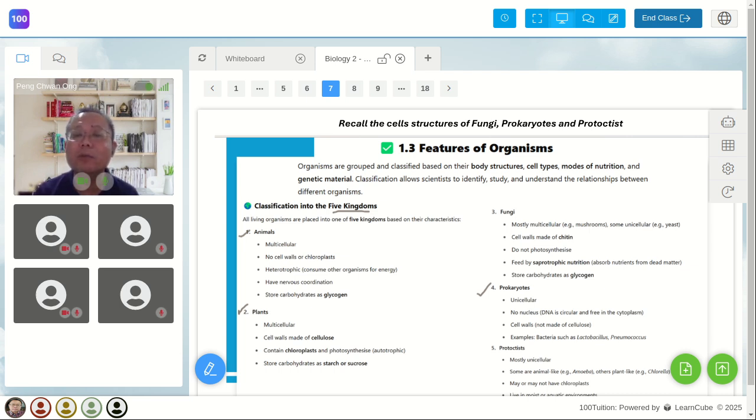Okay. So first we know fungi are mostly multicellular, okay? And they have cell walls, right? They are made of chitin. So we know the fungi cells have cell walls. Okay, they are multicellular, and they do not photosynthesize, therefore they do not contain chloroplasts. But I think the key thing to remember is that fungi have cell walls. Later we will do one question on the unicellular fungi, which is the yeast.